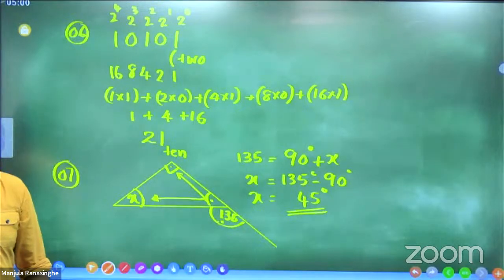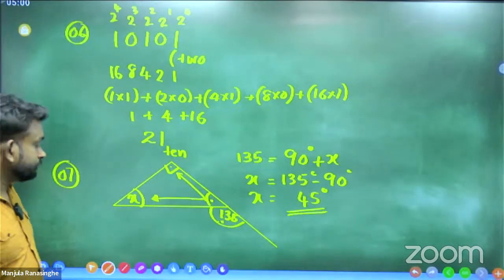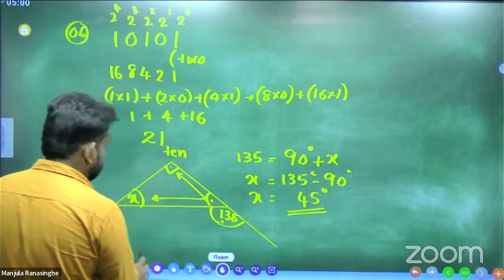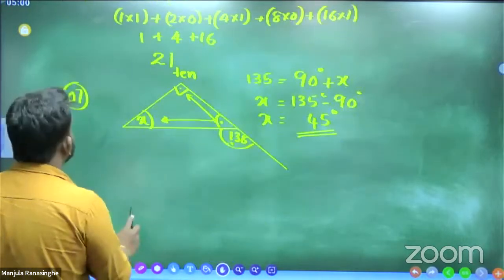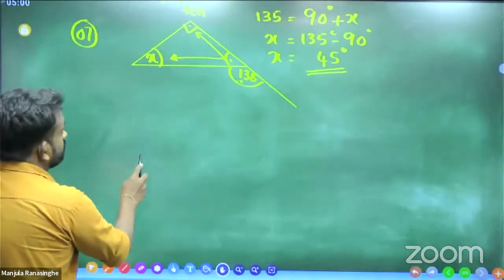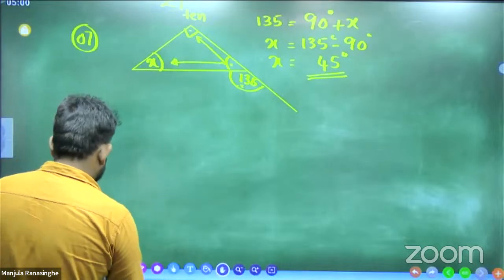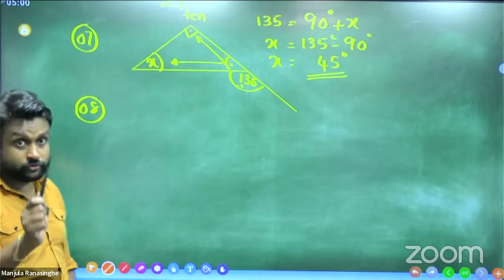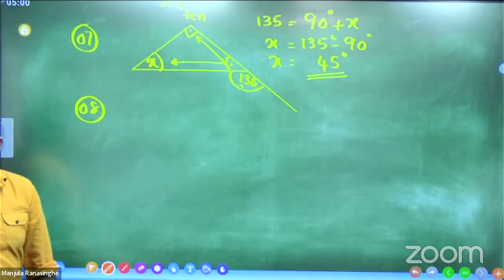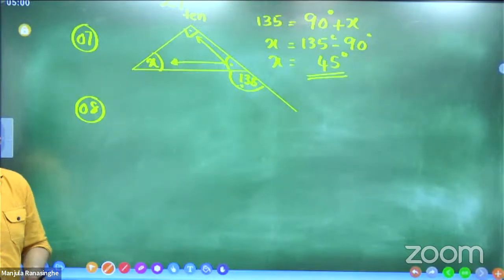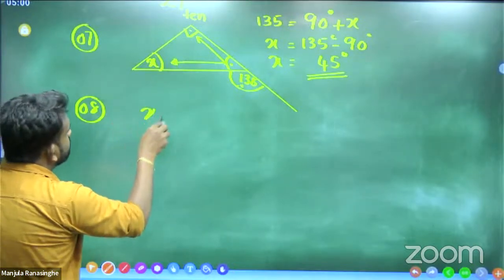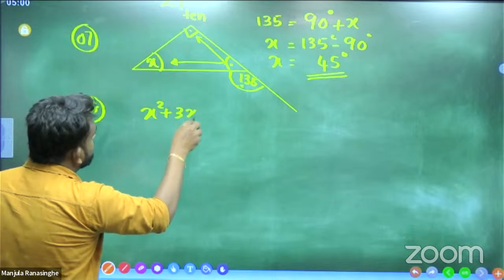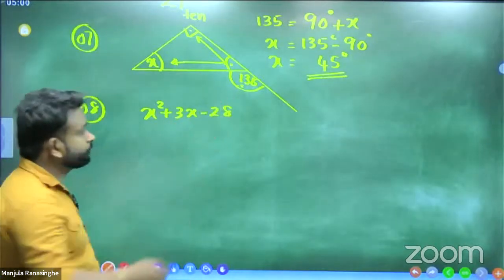Okay, right. Then question number 8. Make the corrections there. Question number 8, factorizing. Most students have difficulties in factorizing. So check the answer. x squared plus 3x minus 28, asking to factorize.